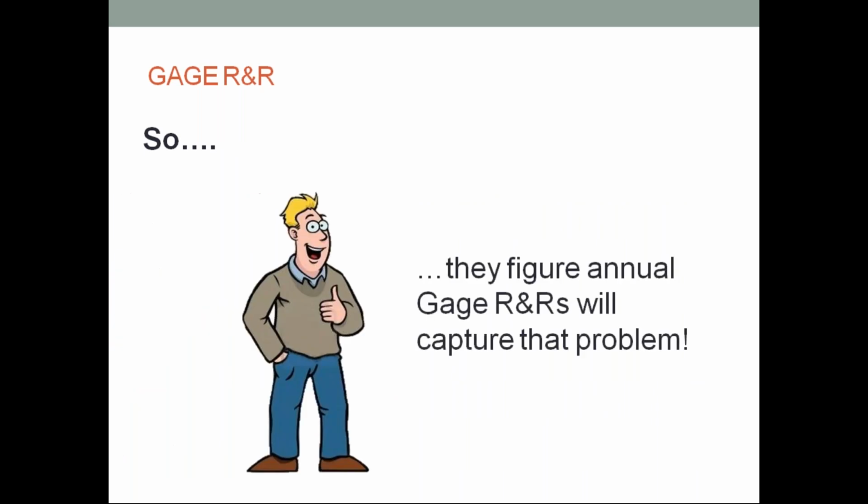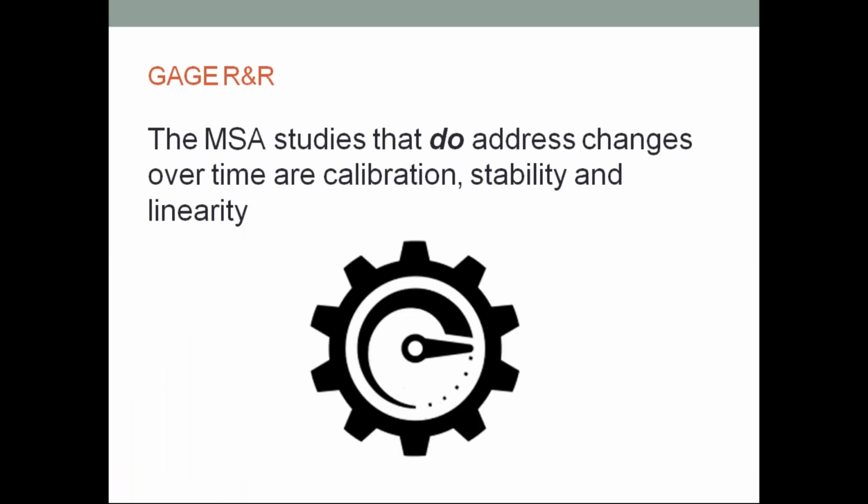So, they figured an annual Gage R&R will capture that when nobody's paying attention. But the fact is, there really is no time function to Gage R&R. MSA studies that do address changes over time are calibration, stability, and linearity. So if somebody says, well, the gauge worked great before, it seems to be a problem now, it's not the Gage R&R that's going to tell you what the issue is. You need to look at the calibration, the stability, and the linearity. Those have time functions. They change over time.